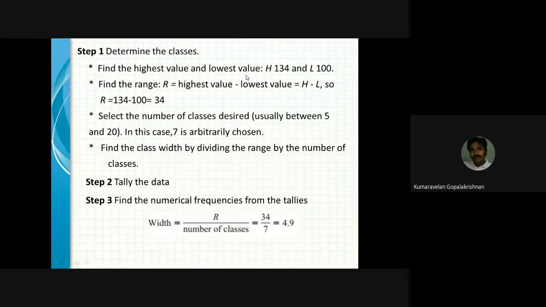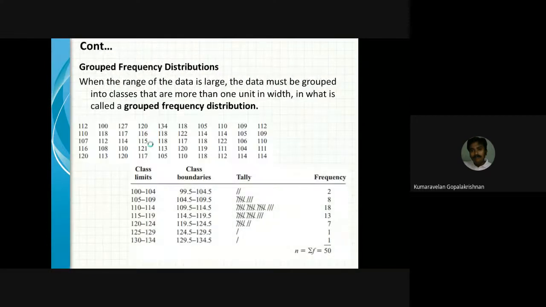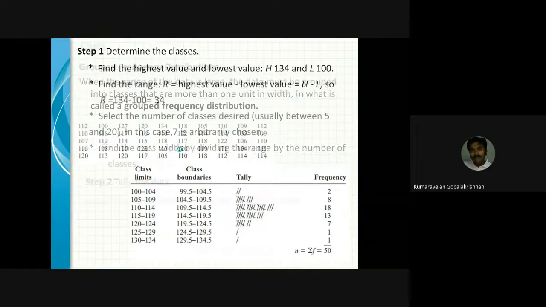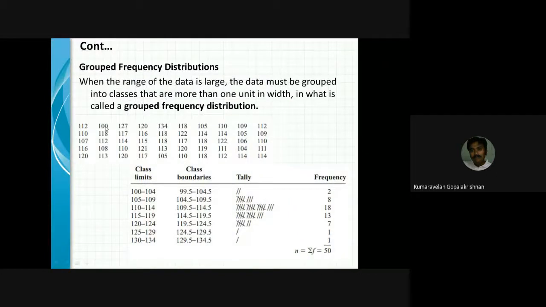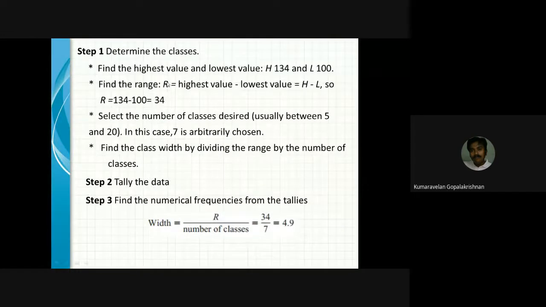That is my first step. So from the data set, the highest value is 134. Where is it? Here it is, 134. And similarly, the lowest value is 100, right? Lowest value is 100. Somewhere is here, right? So then you have to find out the range. Easily you have to find out the range by subtracting the lowest value from the highest value. That is 134 minus 100. That is 34. So 34 is my range.